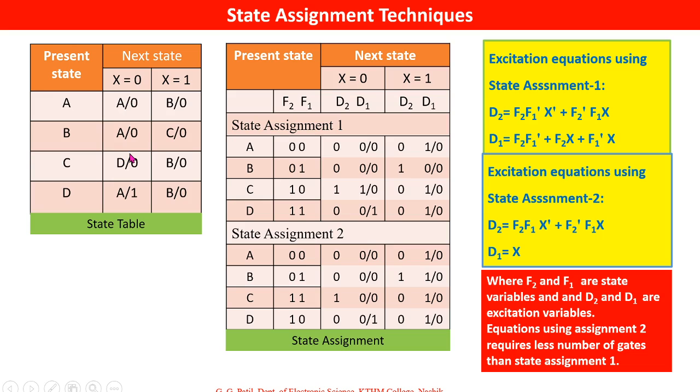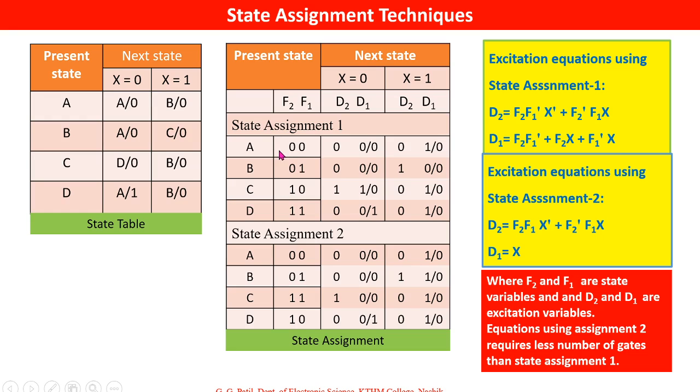So how the state assignment matters in the final realization of the state machine, that can be observed in this example. Now see, there are two state assignment methods used for this state machine. See here, the state assignment 1 and state assignment 2. The states are assigned in two different ways, and the next state columns are given here for x equals 0 and x equals 1, as it is given in the original state table.